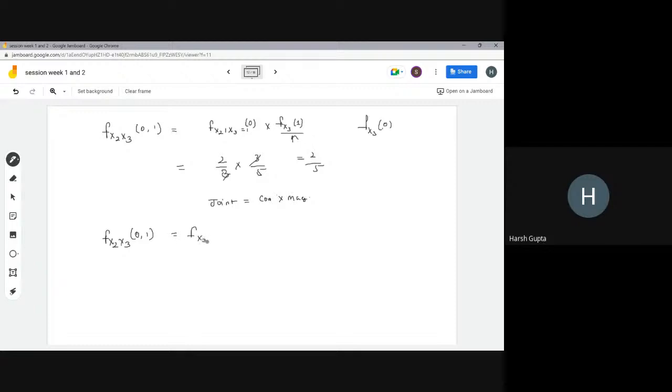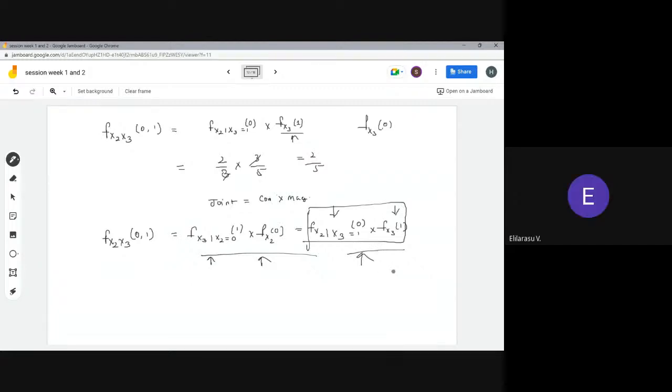We can also break like this: f of x3 given x2 is equals to 0, 1 into f of x2 equals to 0. Or we can break like this: f of x2 x3 equals to 1, 0 multiplied by f of x3 equals to 1. Which one will be helpful for us? Tell me. We know the value for this. We don't know the value for this, but we can find the value for this. But we do not know the value for both. Second one. So we know second one is familiar and beneficial for us. That's why we will break like this.